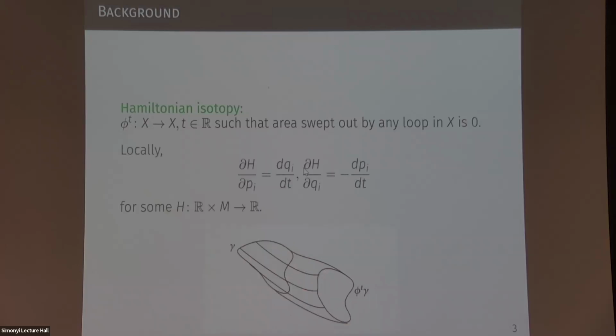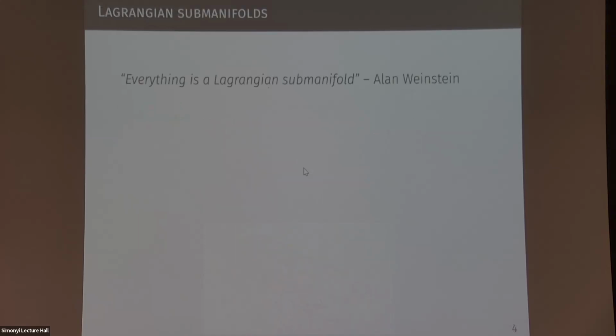Okay, and it's not difficult, again, to check that this actually coincides with the definition of Hamiltonian flows we saw last week, namely in local coordinates. You can choose a time-dependent Hamiltonian so that the equations of your flow look like Hamilton's equations of motion. Okay, so this is maybe a slightly more geometric way to think about the Hamiltonian flows.